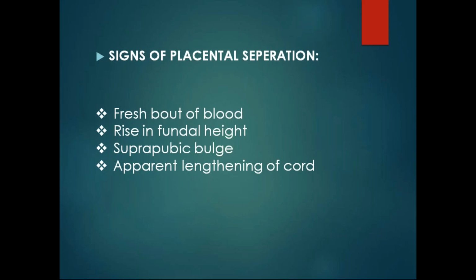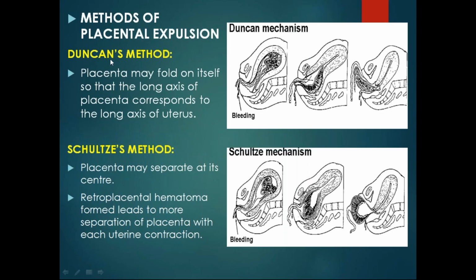Right. So what are the methods of placental expulsion? One is the placenta will separate by the Duncan's method. The other is by the Schultz method. So here, this is the placenta. You can see that the placenta may fold on itself so that the long axis of the placenta corresponds to the long axis of the uterus. So it is coming along the uterine wall. So the lateral end of the placenta is seen first. So it comes out like this.